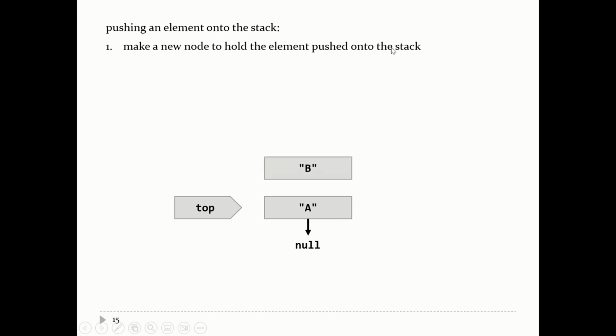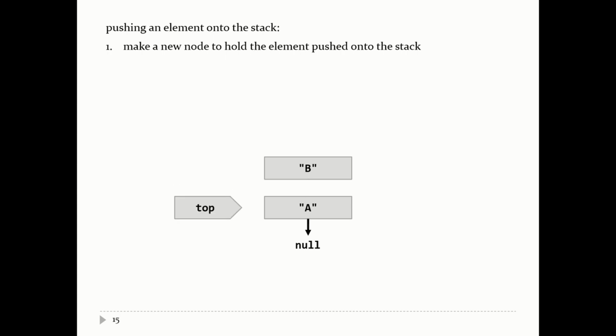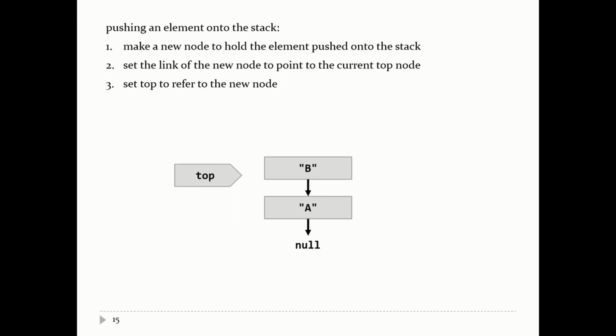So there's our new node. And then you're going to set the link of that node so that it refers to the old top node, like that. And now you adjust our top node so that it points to the new node. So make a new node, link it to the current top node, and then adjust our top node so that it points to the new node. So it's just 3 steps.